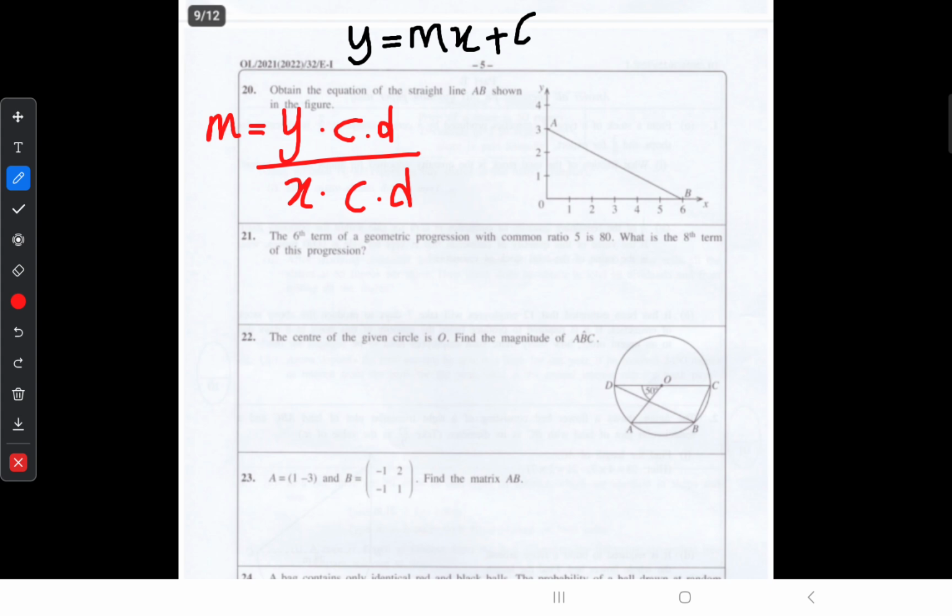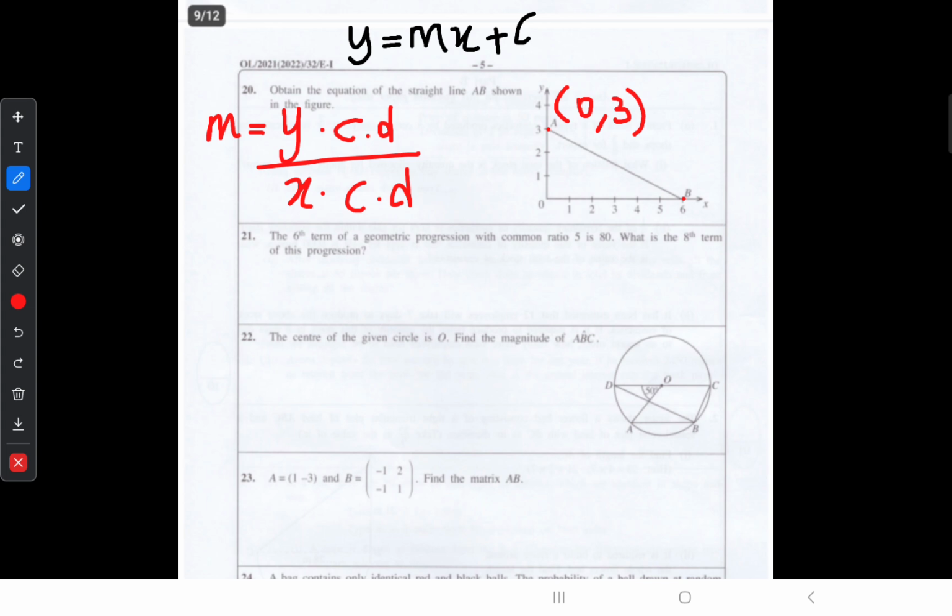Before that, you have to identify the coordinates. This straight line is intersecting the y-axis at one place and the x-axis at another place. We will find the coordinates of these points. This one is located on the y-axis, so the x coordinate equals 0 and the y coordinate equals 3.